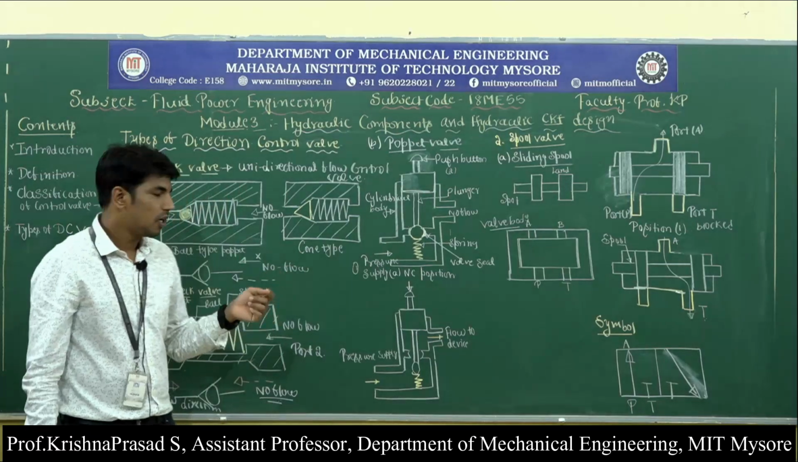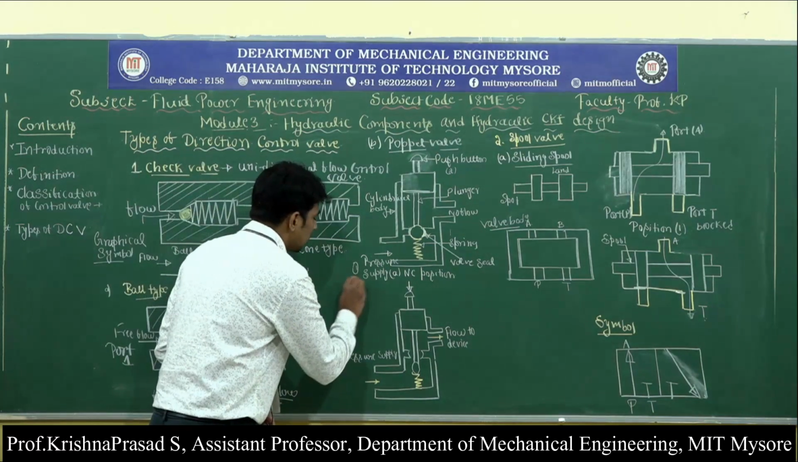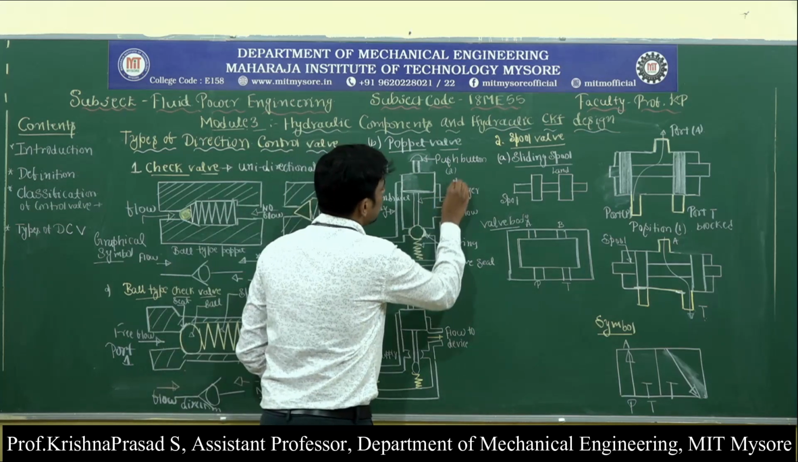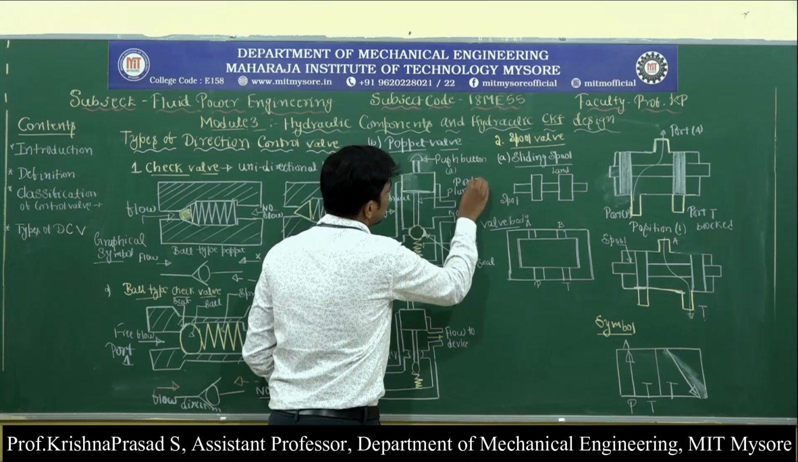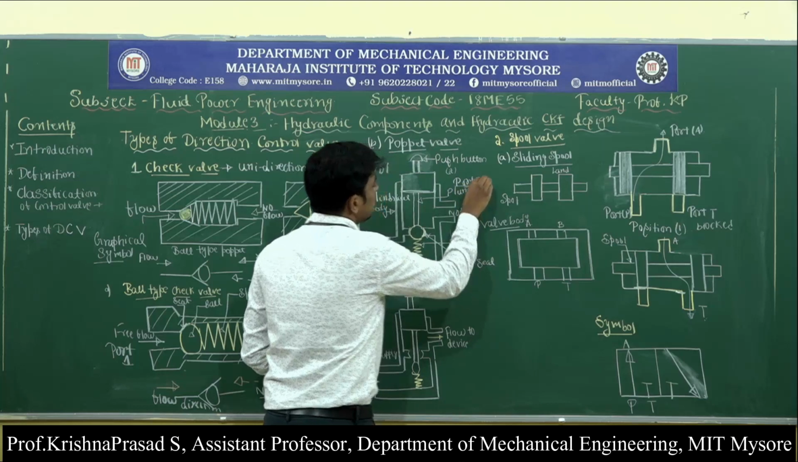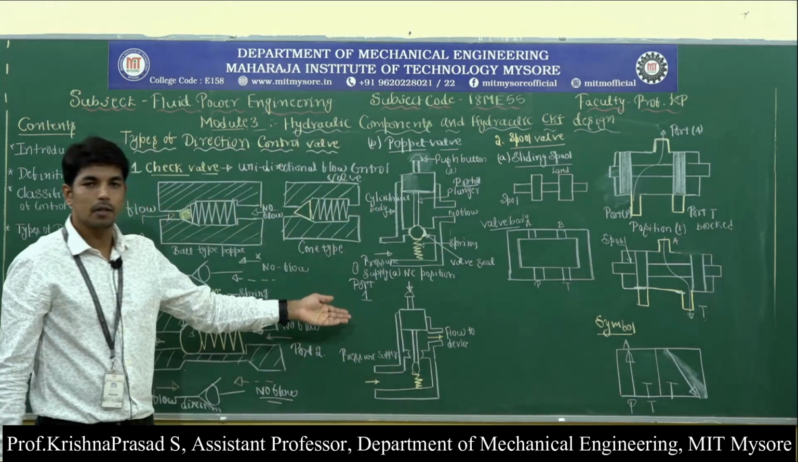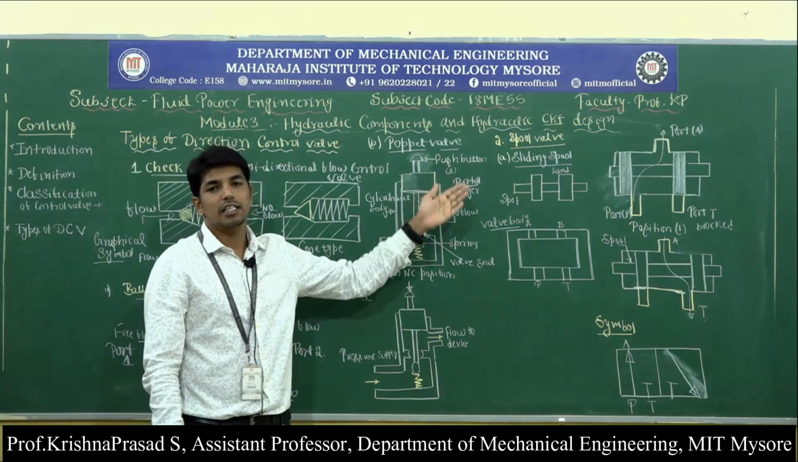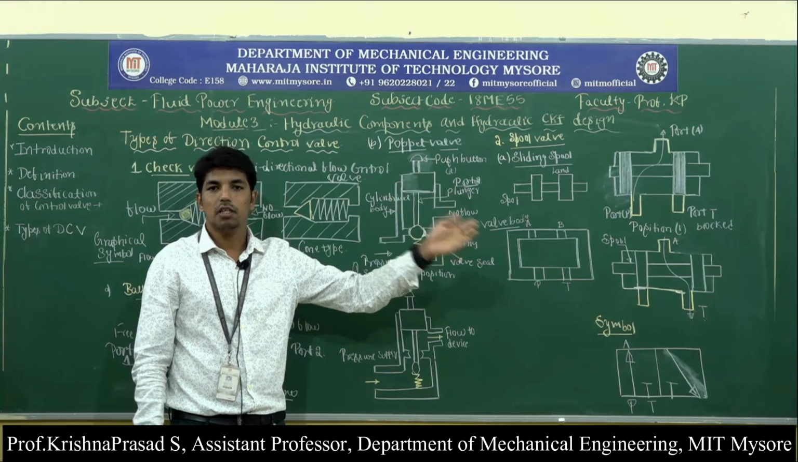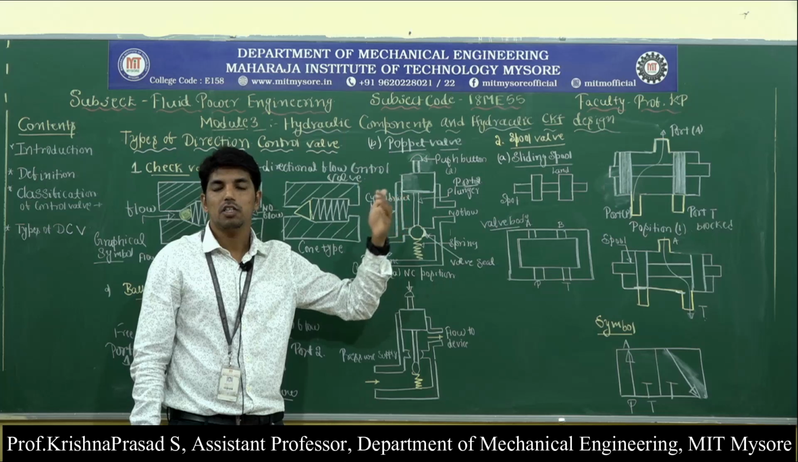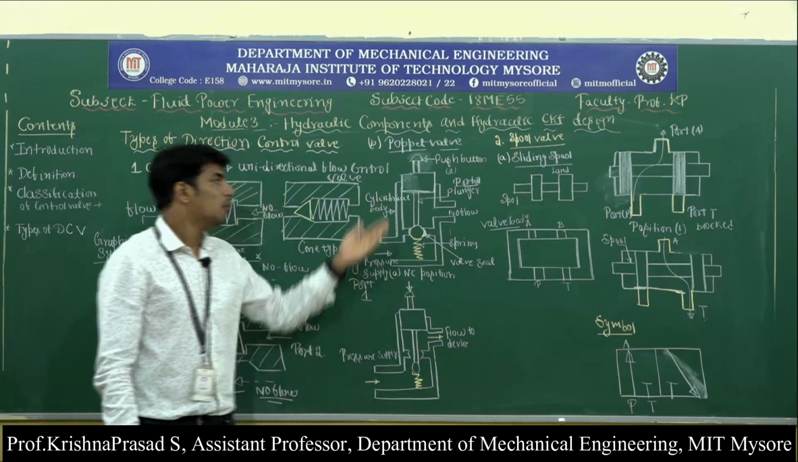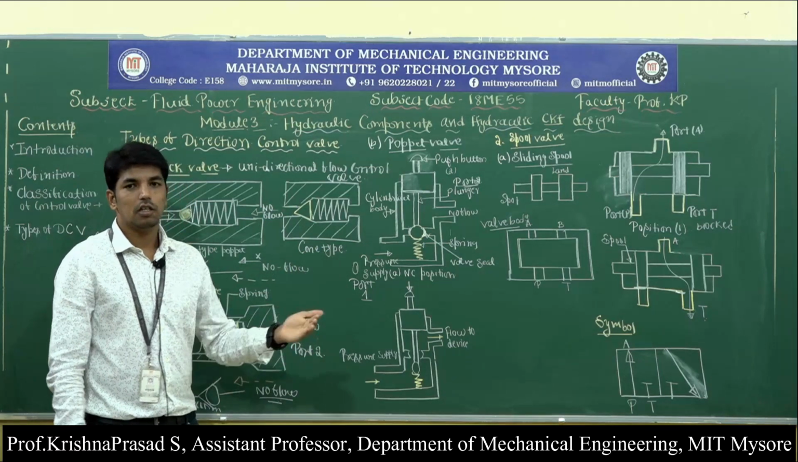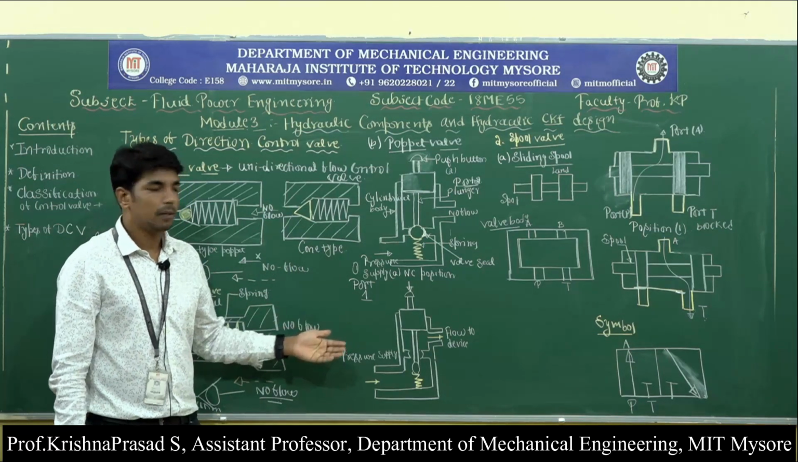And here, very important: what is meant by port 1 and what is meant by port 2? The port 1 is connected to the fluid power supply pump and the port 2 is connected to the actuation system that is required to actuate, like a cylinder. So port 2 is connected to the blank end of the cylinder and port 1 is connected to the fluid power supply.